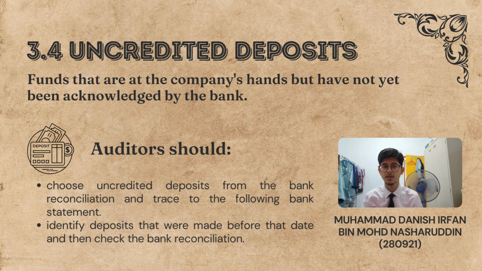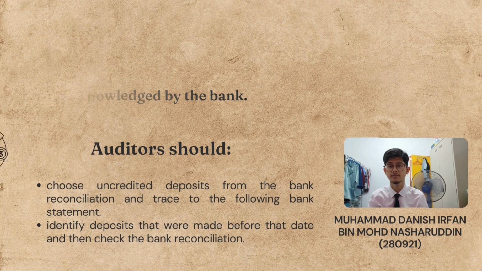For the auditors, they should consider doing two things. The first thing is choosing uncredited deposits from the bank reconciliation and tracing them to the following bank statement. The second thing is to identify deposits that were made before that date and then check the bank reconciliation.